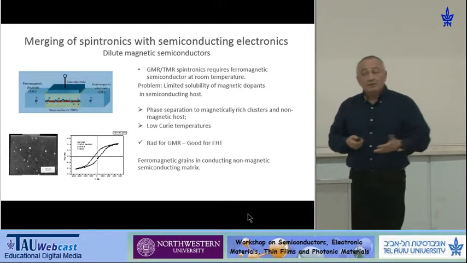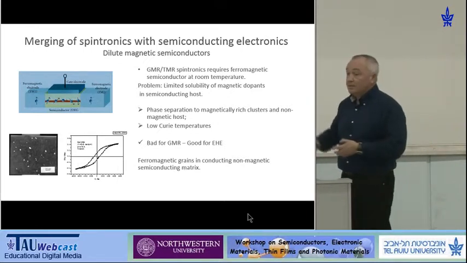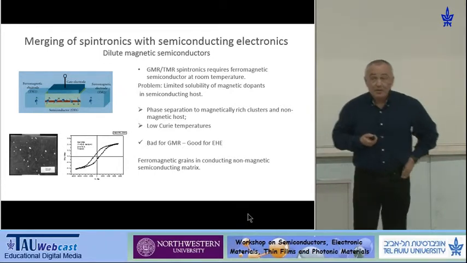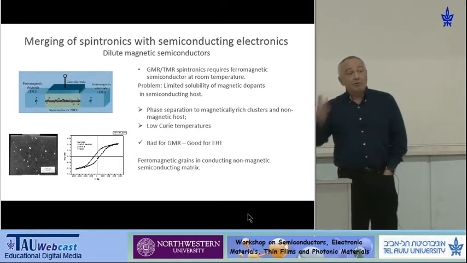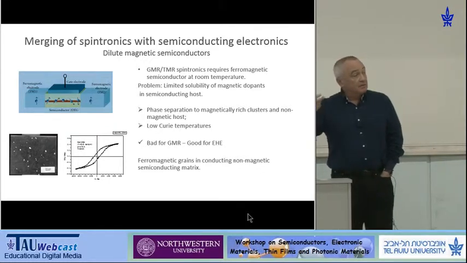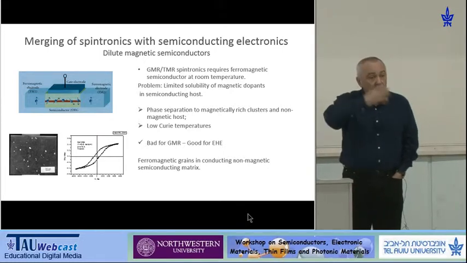And that means that if you put 1% of, let's say, for instance, manganese into, well, I know about germanium, I don't know about indium arsenide, what you get is phase separation. You get clusters rich in magnetic contributor, ferromagnetic clusters, and a diluted matrix which is not magnetic at all.